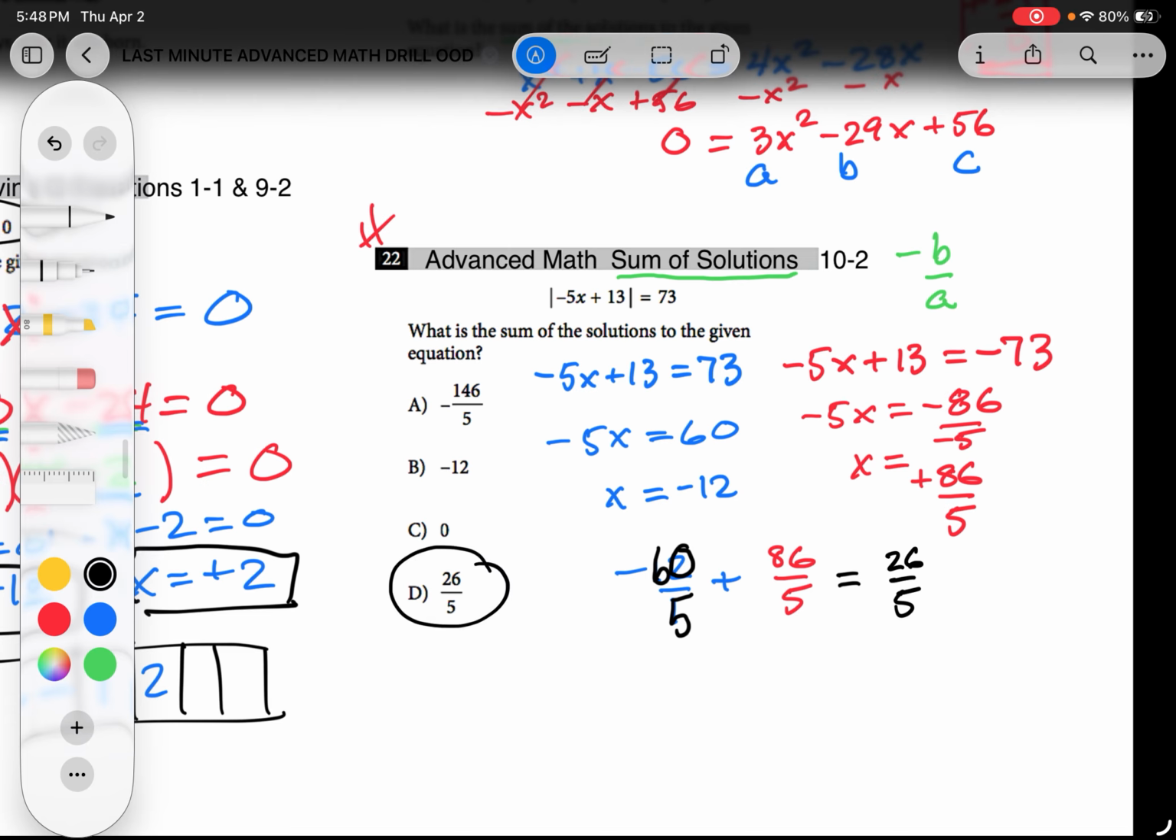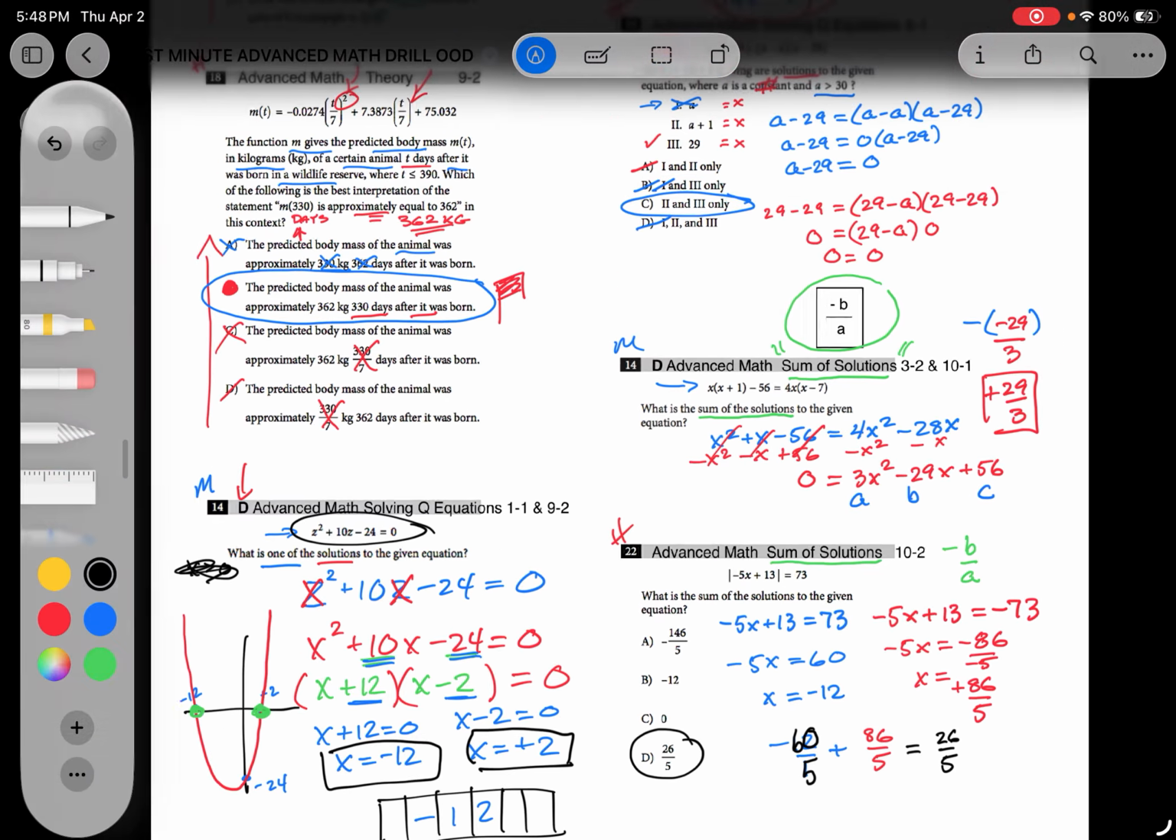Now, the answer is given straight up, 26 over 5. But they could have shown your answer as a decimal. Whoops. 26 divided by 5. Your answer could have been shown as also 5.2. So be very careful when you're answering your questions. And I think that concludes this page.